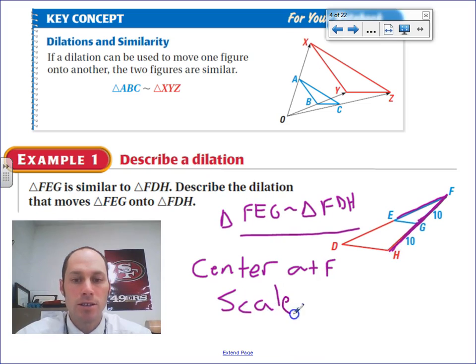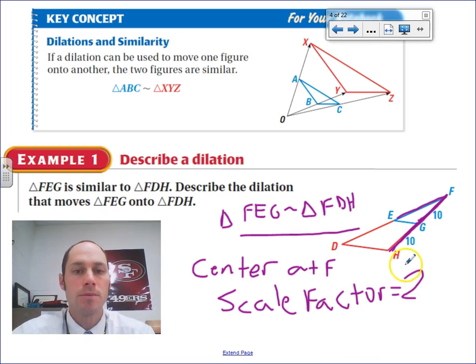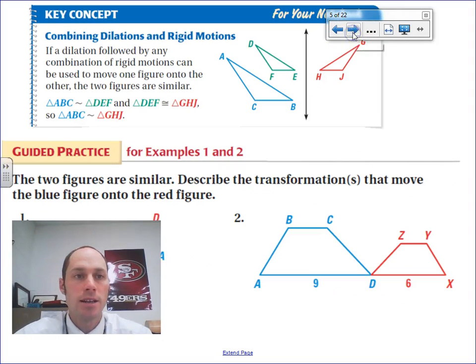So our scale factor would be 2 to 1, or it's a scale factor of 2, because it doubles in length. Okay, so that's a description of how that figure is dilated. Now let's combine dilations and rigid motions.